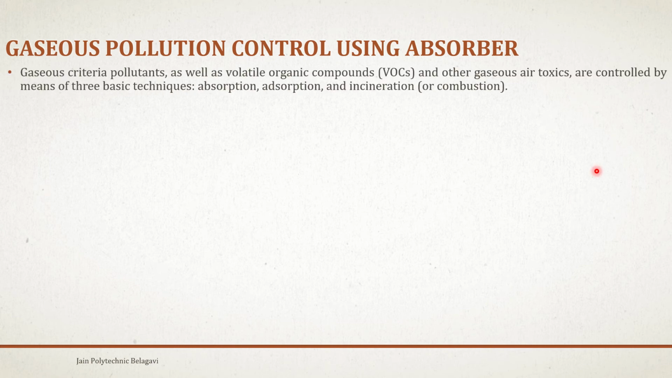The gaseous criteria pollutants as well as volatile organic compounds and other gaseous air toxics are controlled by means of three basic techniques. We are going to control these gaseous pollutants as well as the volatile organic compounds by three basic concepts. One will be absorption, adsorption and incineration, or we say it as the combustion.